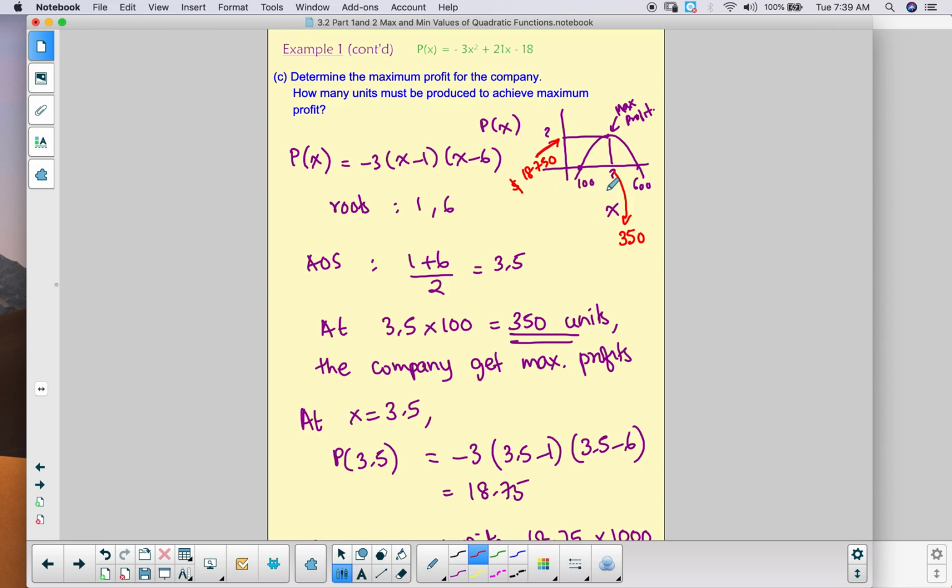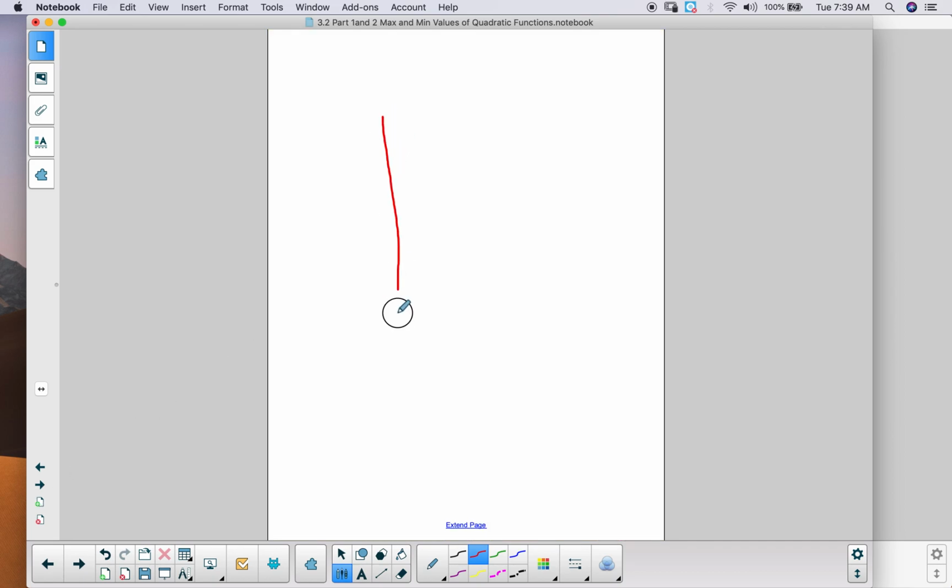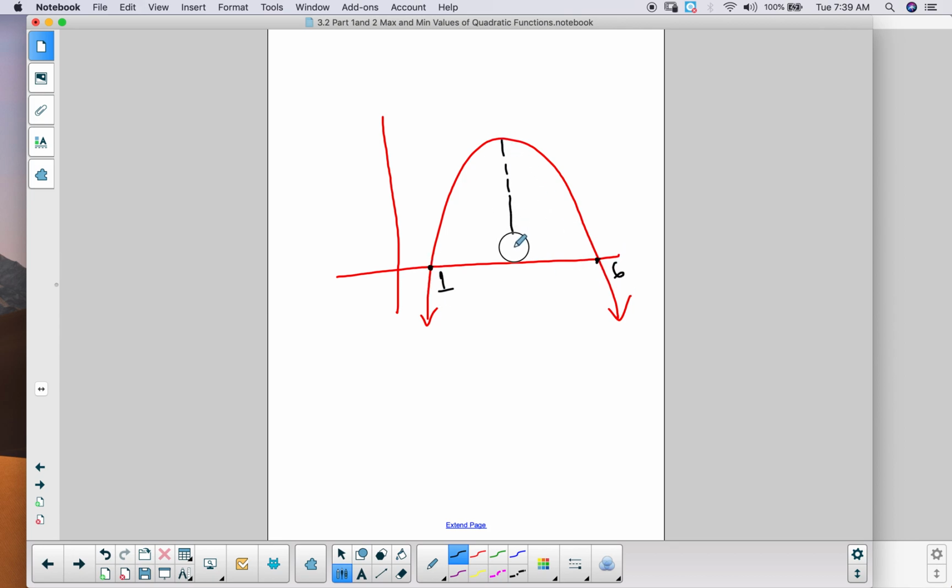Now I put the values in hundreds of units and thousands of dollars here, but if you were to make a sketch with the values that they have given, you'd have a graph like this, and this would be x equals 1, x equals 6. This would be our 3.5, and this would be our 18.75. This is our profit function. This is x, the number of units.